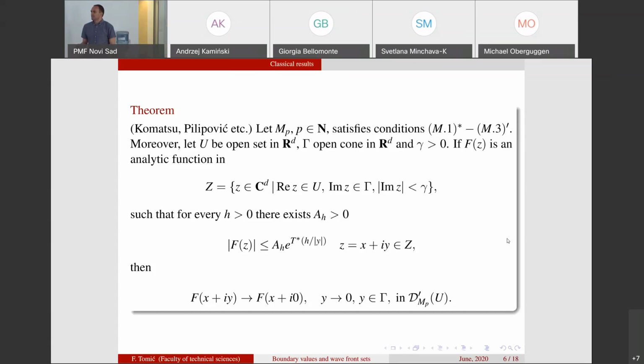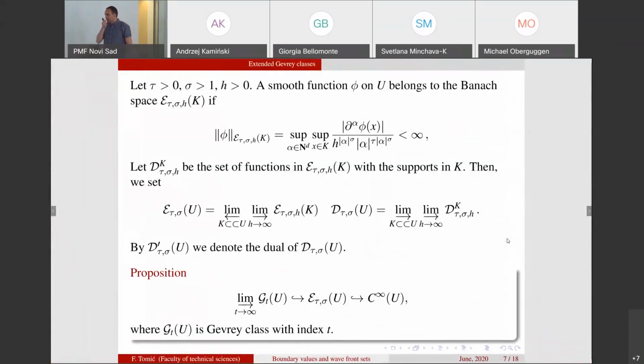What we have done actually, the main thing is exactly the properties of these sequences. So all the properties M1 star to M3 prime have to be fulfilled in order to prove this type of result. But what we did actually, what is also the topic of my PhD thesis, we introduced the spaces in the following way.